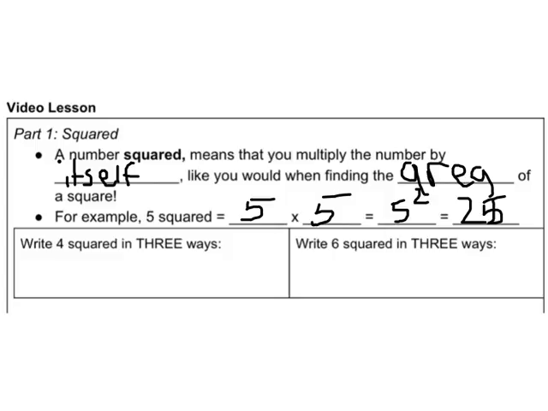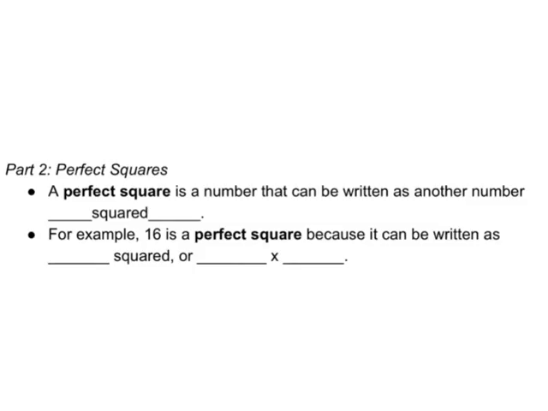So the two questions say write 4 squared in 3 ways. I'm going to do the first one, then you're going to do the second one on your own. 4 squared can be written as 4 times 4. So we're multiplying it by itself 2 times. How can we write 4 times 4 in exponential notation? Write it as 4 to the second power, which is the same as 16. Go ahead, write 6 squared in 3 different ways.